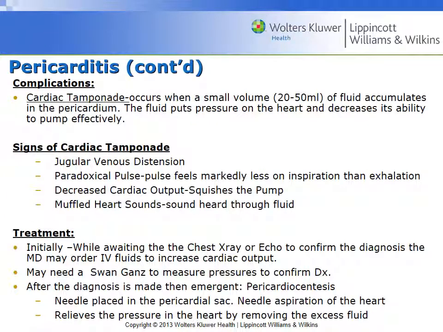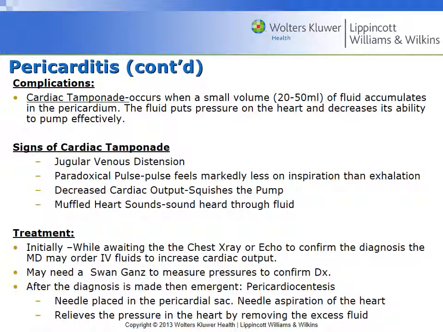Complications of pericarditis include cardiac tamponade, and this occurs when a small volume of about 20 to 50 milliliters of fluid accumulates in the pericardium. If you remember correctly, the pericardium surrounds the outside of the heart, and fluid in that potential space can cause many issues. The fluid itself puts pressure on the heart and decreases the heart's ability to pump effectively. And you don't need very much fluid in there to cause problems. Cardiac tamponade is always an emergency and needs to be treated very seriously.